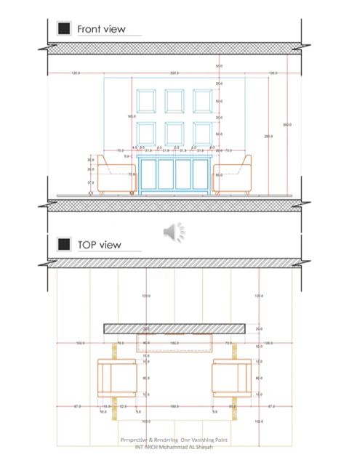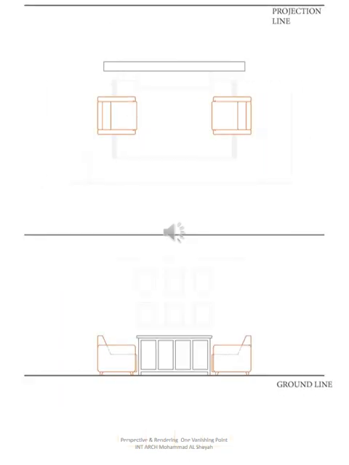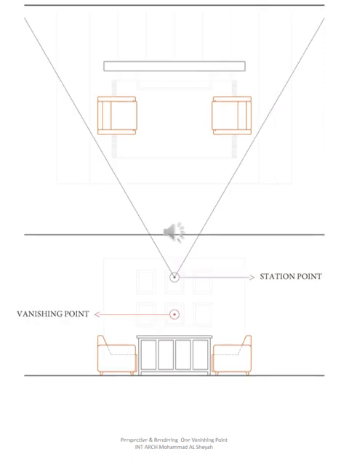Now you will see dimensions, detailed dimensions of everything drawn. Next we will locate the projection line and the ground line. Then we will locate the vanishing point and the station point, where from the station point there is a cone of vision showing all the objects inside.